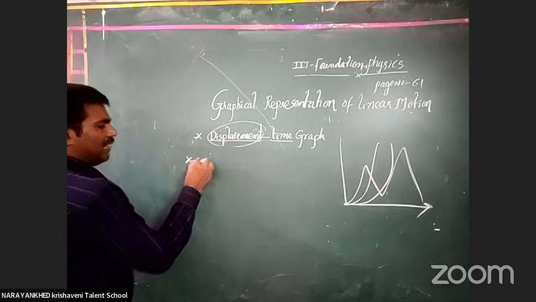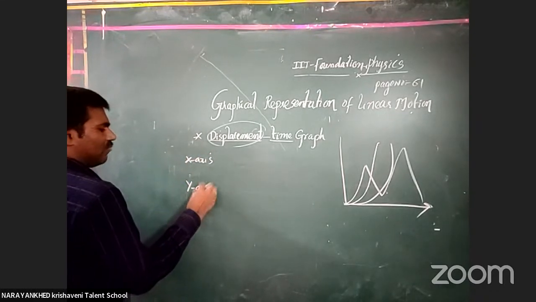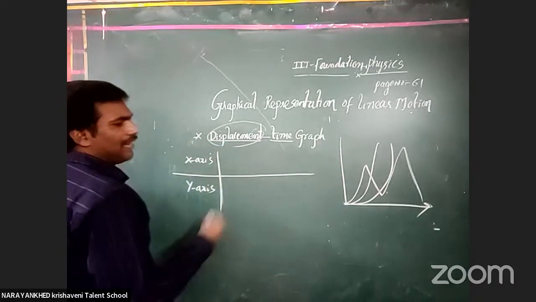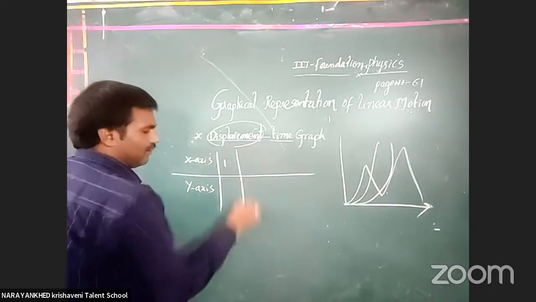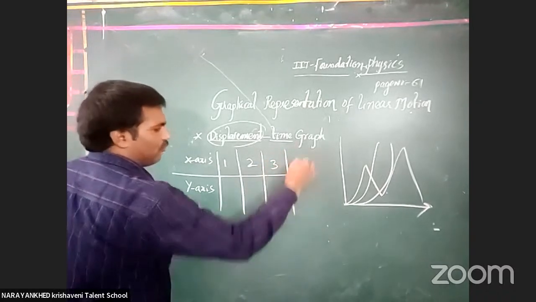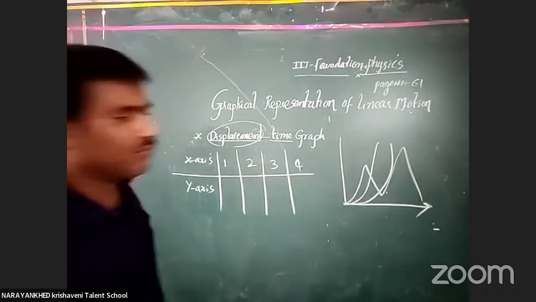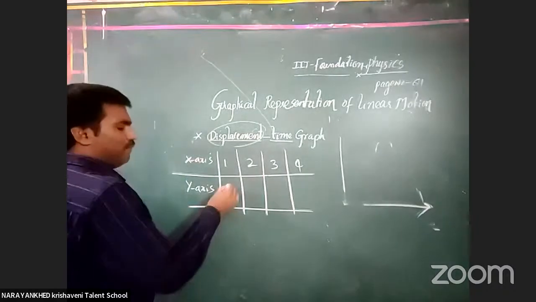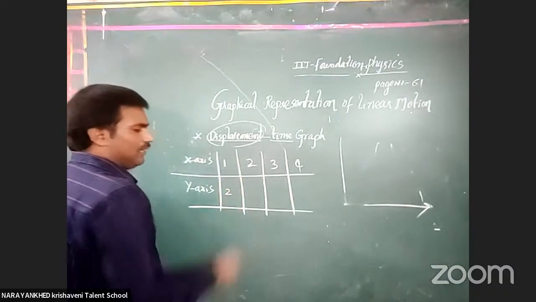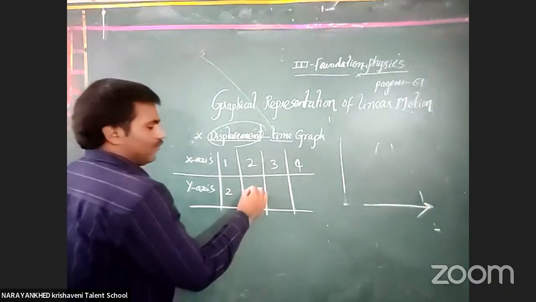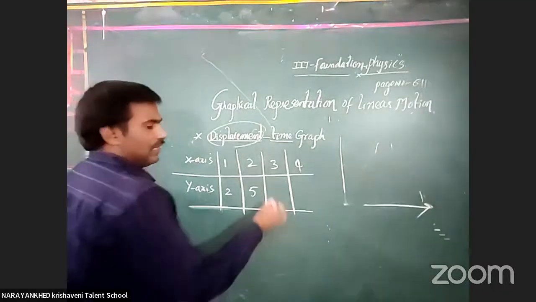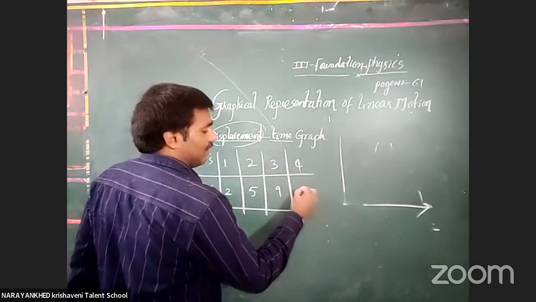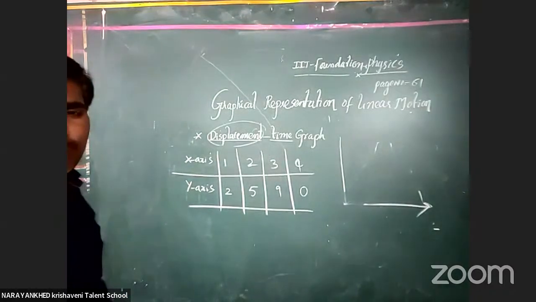Suppose you take the x-axis and the y-axis. On the x-axis we take time: 1 second, 2 seconds, 3 seconds, or 4 seconds. Non-uniform means there are unequal changes. We imagine that the particular body at 1 second is at 2 meter distance, at second 2 it is at 5 meter distance, and at the third second at 9 meter distance. And at the fourth second, suppose it is at 0 distance.